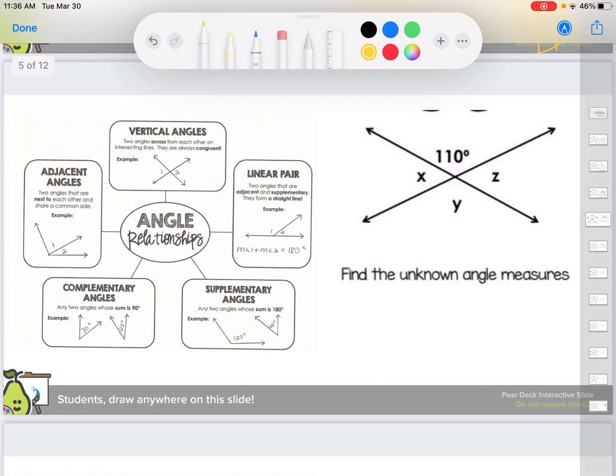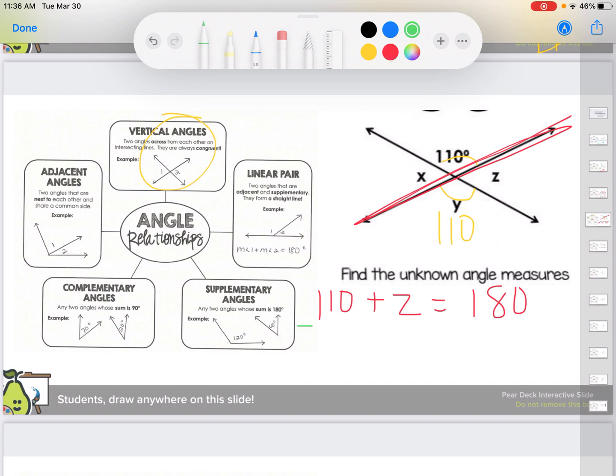All right, for the next one, it says find the unknown angle measures. So the first one is the easiest pair, which is a vertical angle. So I get 110. Then I need to think about my supplementary relationships because it makes a straight line, or a linear pair. So I know I have 110 plus z equals 180. From there, I'm going to subtract 110 on each side, and z equals 70. Then I'm going to use vertical angles again to help me. So if z is 70, that means x is 70.